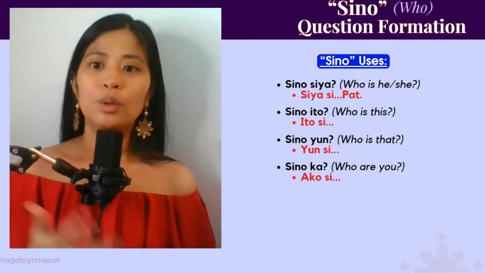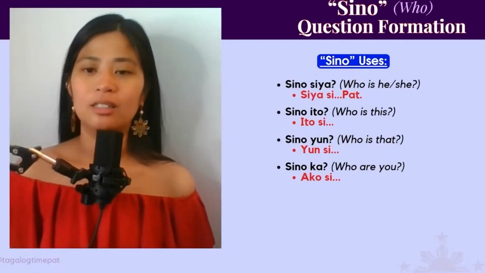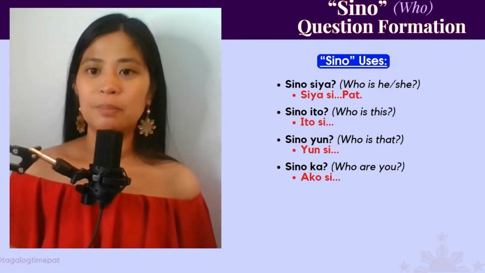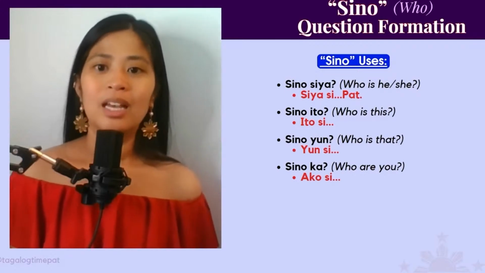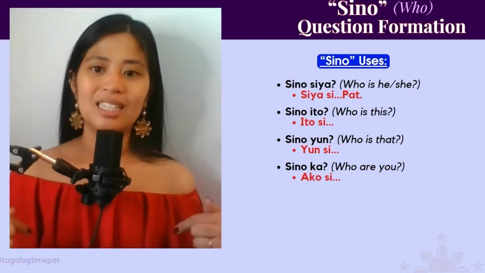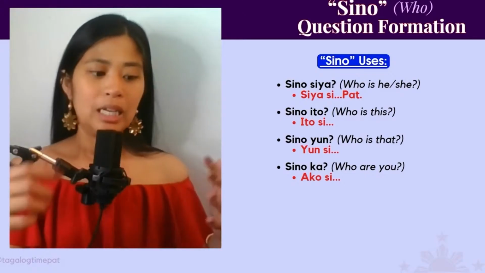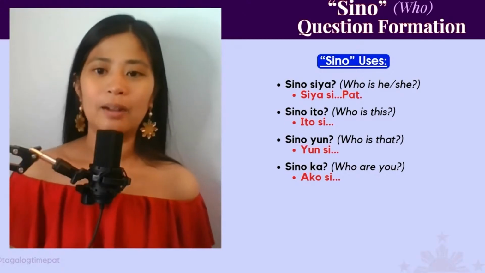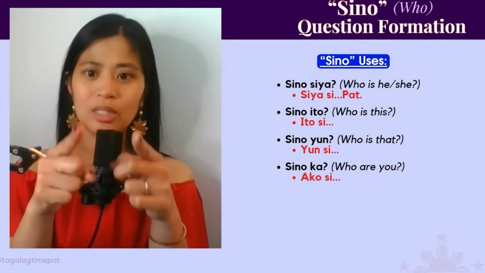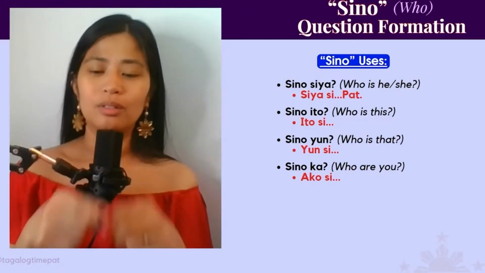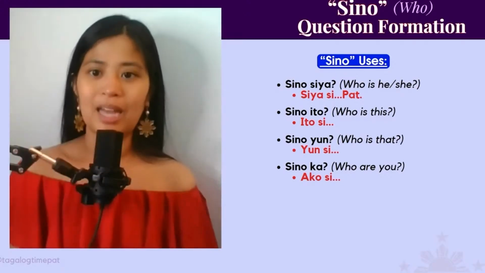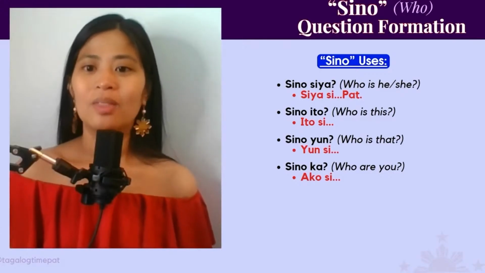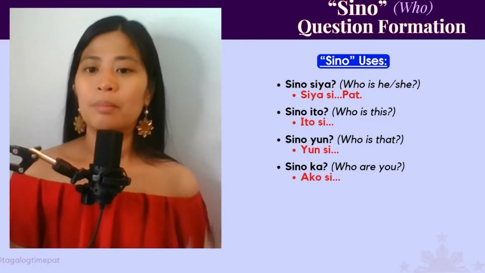Sino siya? Who is he? Who is she? Sino siya? The response, siya si Pat. She is Pat, or that is Pat. Sino ito? Who is this? Ito si Pat. This is Pat. Ito si blank. Sino yun? Who's that? Yun si Pat. That's Pat. Or sino ka? Who are you? The response, ako si Pat.